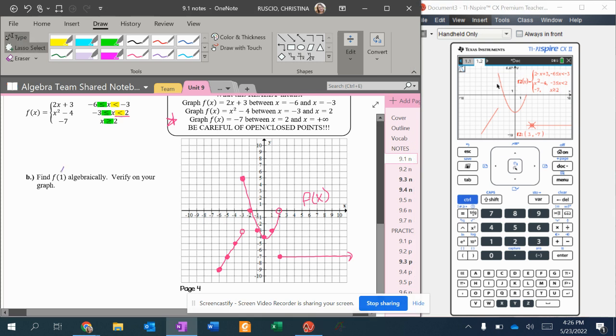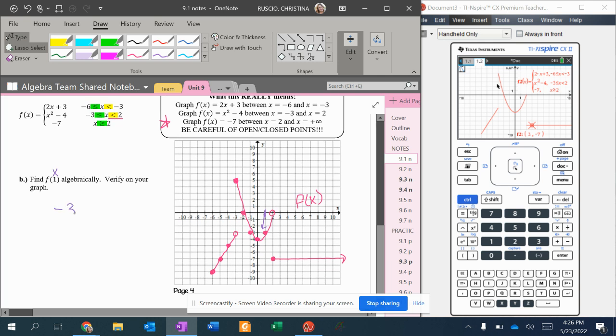Find x equals 1, find the y value, so find f of 1. So if we go where f of x, when x is 1, we're going to look down and see that when x is 1, y is negative 3. Verify on your graph. That's correct.